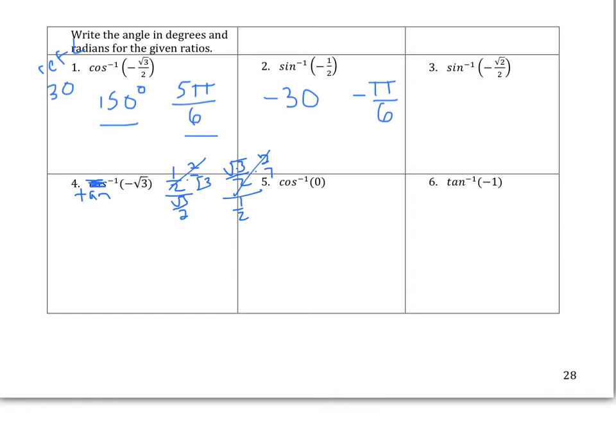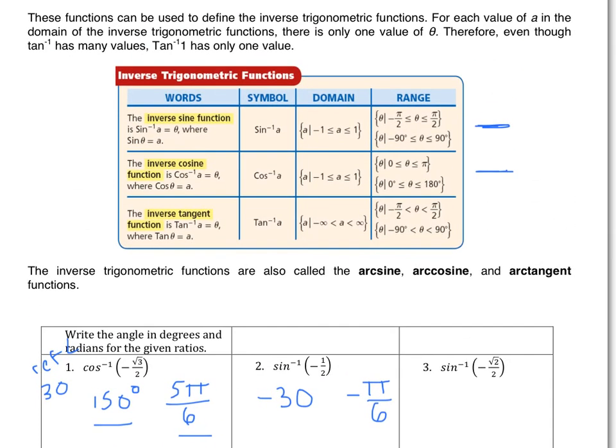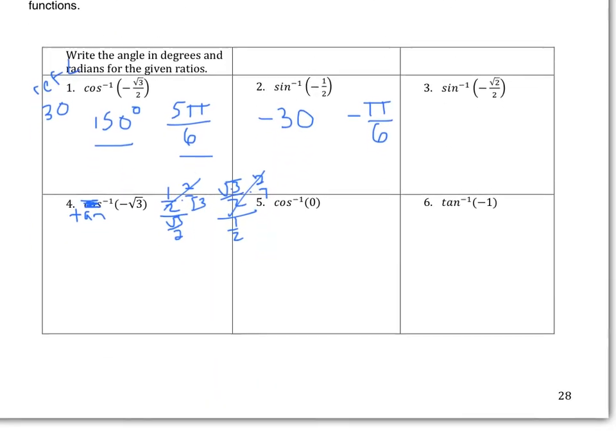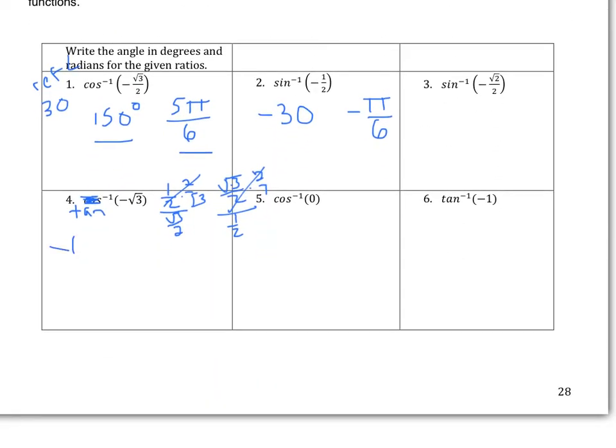And if I take a look up here, I'm looking at tangent. The tangent has to be between negative 90 and 90. So if it's a 60-degree angle and it has to be negative, we know that this is negative 60 degrees. And 60 goes into 180 3 times, so I know it's over 3. And 60 degrees is negative pi over 3. Go ahead and try number 5 and come back and check.